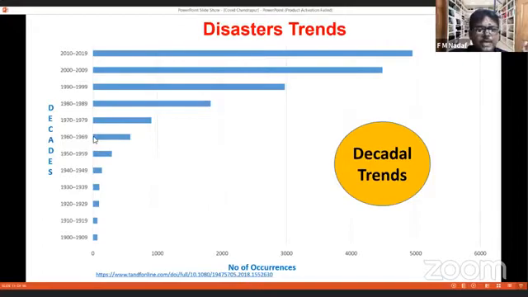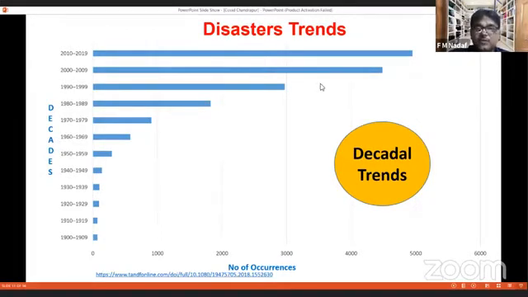But if you keep track of these trends and observe very carefully, from 1960 onwards, you find that the number of disasters has increased like anything. In the last decade, from 2010 to 2019, we have close to 5,000 disasters. 5,000 disasters in one decade. But in earlier decades, we had hardly very few. So from this particular graph, what we understand is that the number of disasters occurring during a decade is increasing at an alarming rate.